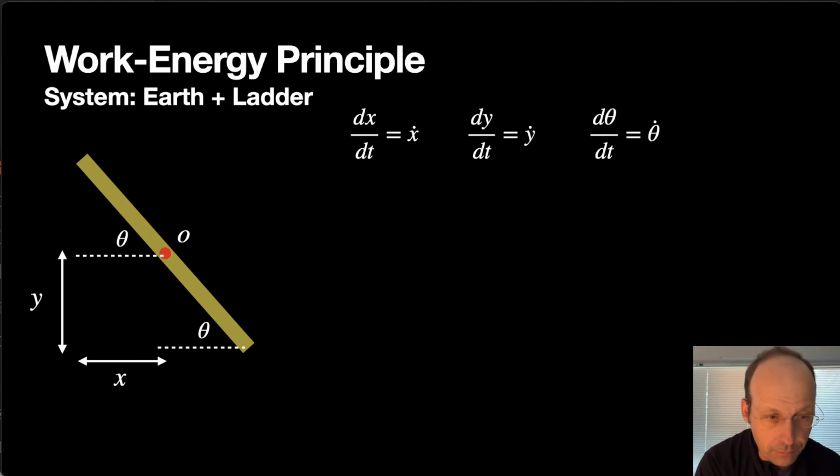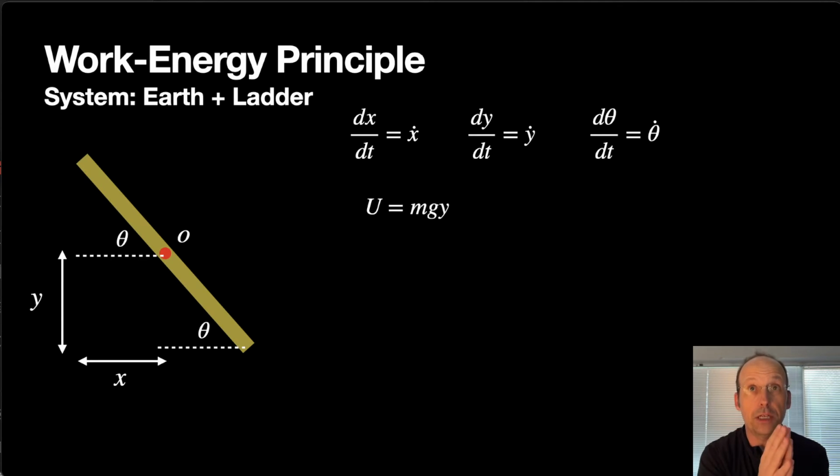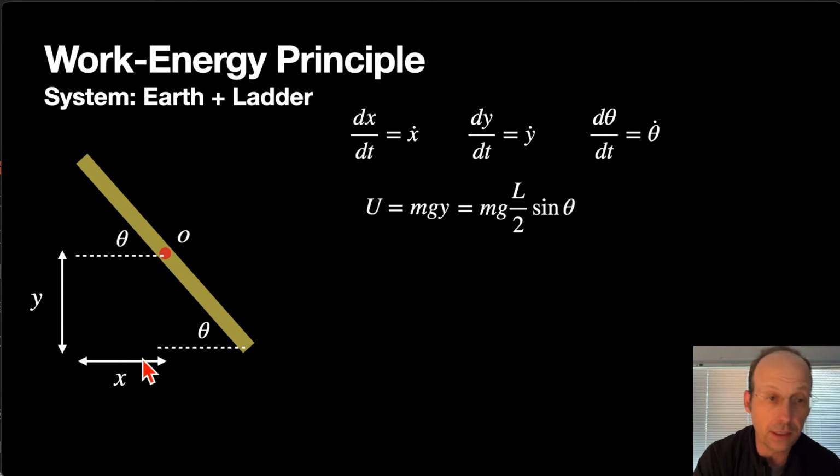Okay. Now, if I have the work energy principle, I want to think about what's my system. So my system's going to be the ladder plus the Earth, and that means that I can have gravitational potential energy. So the gravitational potential energy, if I call y equal to 0 on the floor, would just be mg times the height of the center of mass, y. And that would just be L over 2, the center of mass, times sine theta, right? So the y value is L over 2 sine theta.